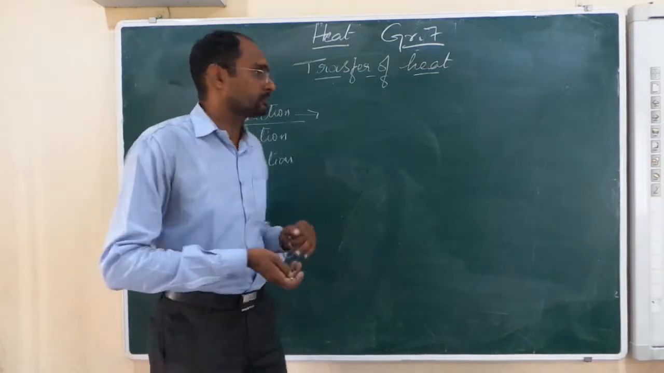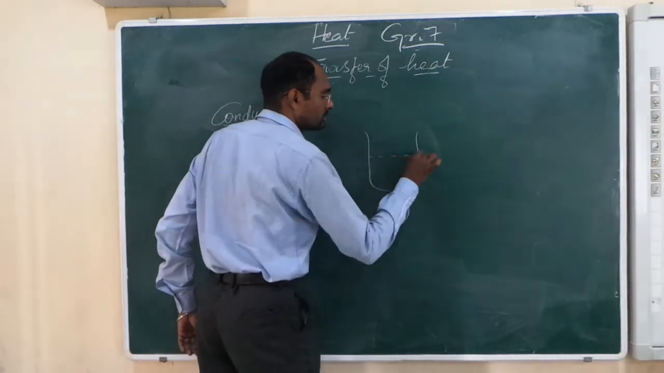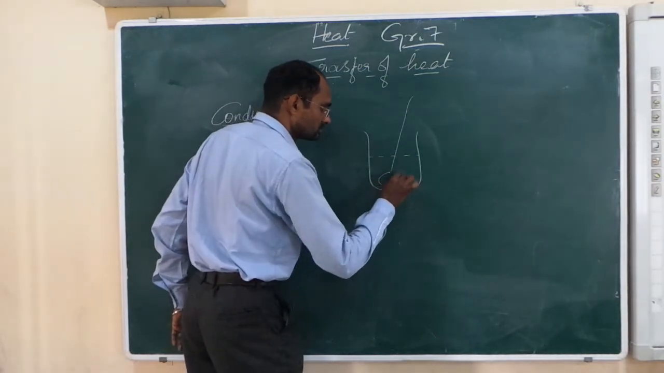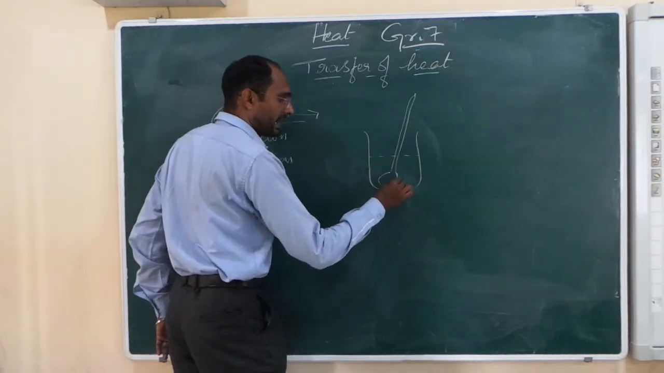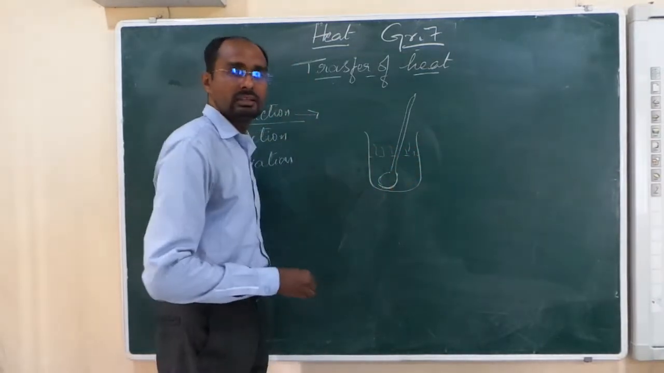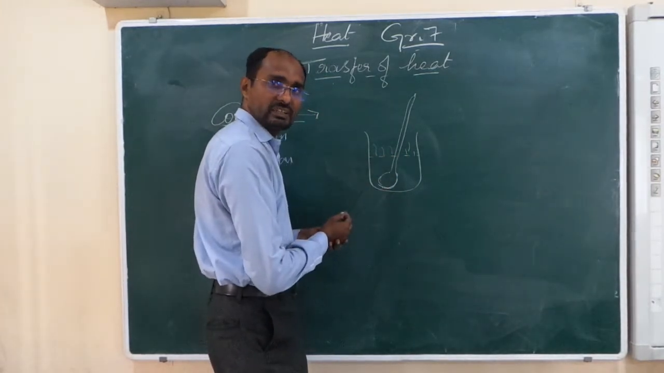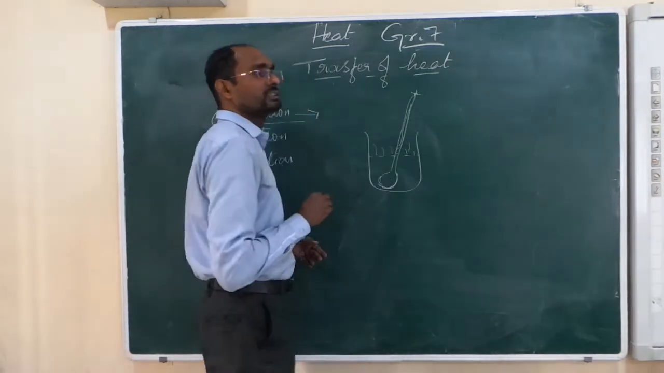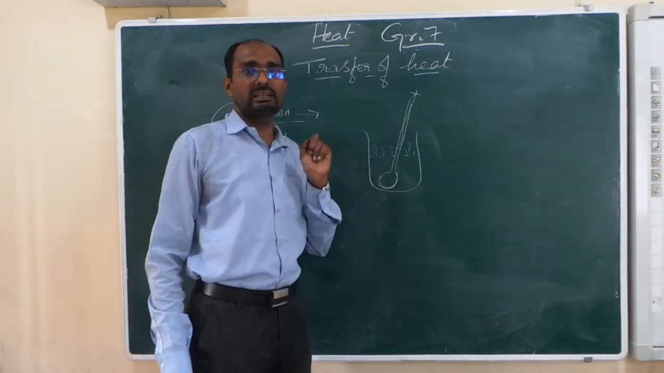How did that happen? See, this is the tumbler which is filled with water and in that I have placed a spoon. Only the lower part, only the head of the spoon, is dipped in hot water. Let us say it is hot water. Now, even though only this part of the spoon is dipped in hot water, the heat is able to travel all the way to the open tip. So this way of transfer of heat is called conduction.